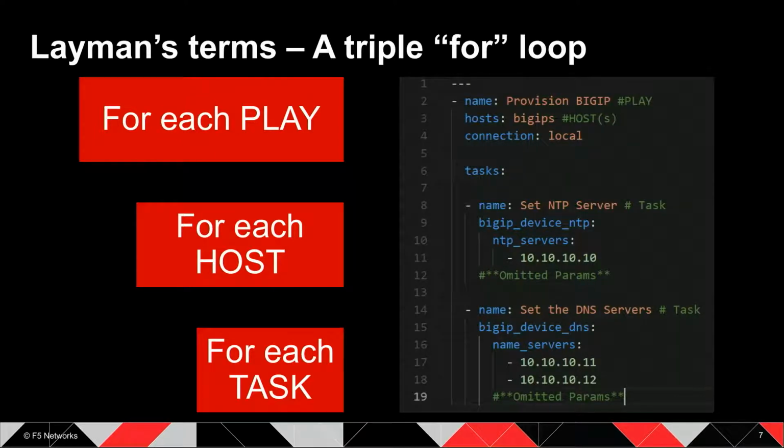So at the top you can see here, there's a play, which is provision my big IP, the first, and then there's a grouping of hosts, which big IPs is a variable, and that could represent one box, a grouping of boxes, but something that you want to perform all these tasks against. Then each task, set NTP server, set DNS server. Now this is a very basic example with hard-coded parameters. But they don't have to be, by the way. It's looping through for each play, for each host, for each task, it will take this action.